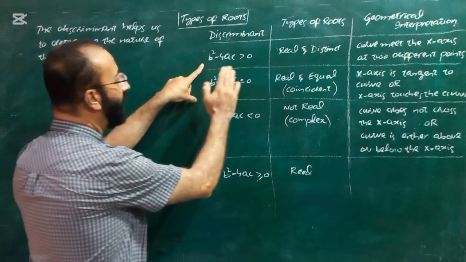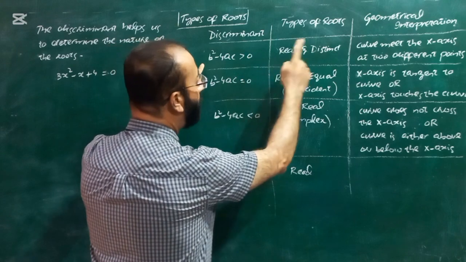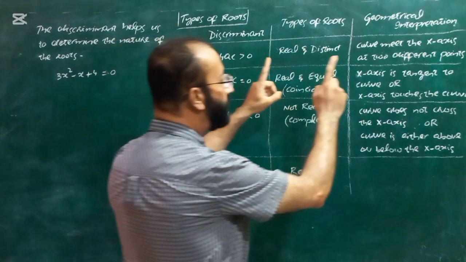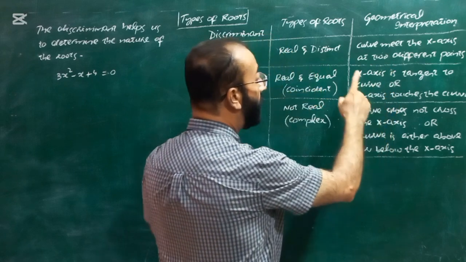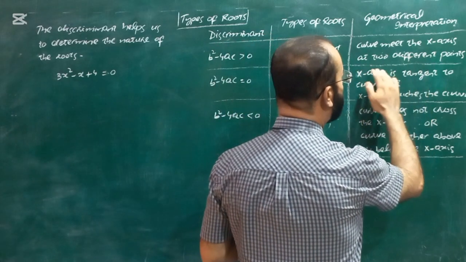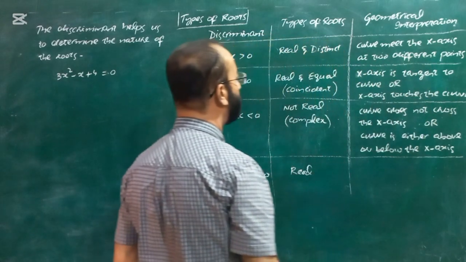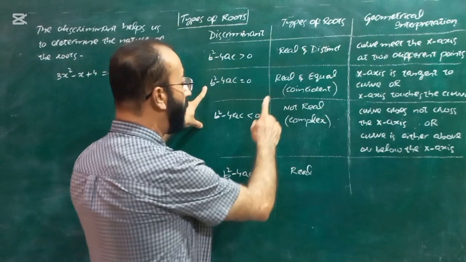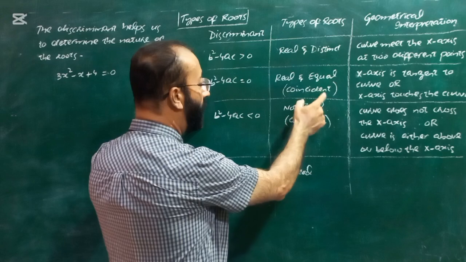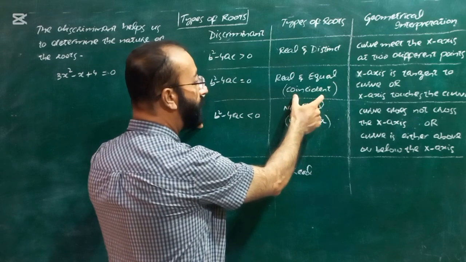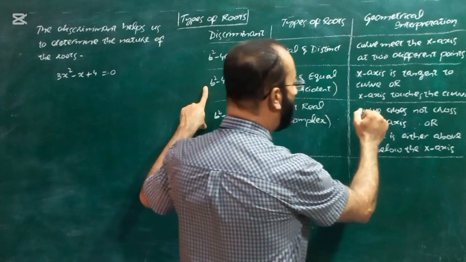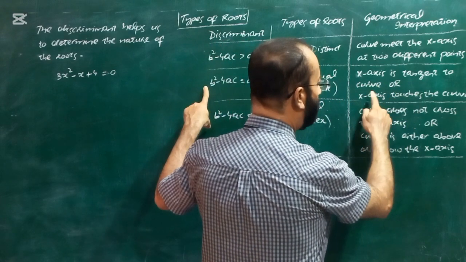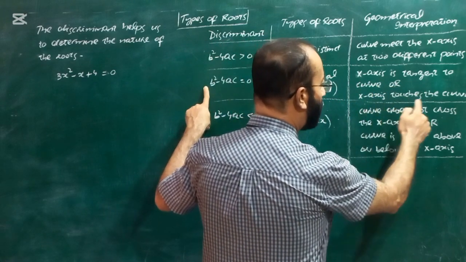If this is greater than 0, then the type of the roots will be real and distinct, and its geometrical interpretation will be the curve meets the x-axis at two different points. If the discriminant becomes equal to 0, then the roots will be real and equal, that is coincident, and the geometrical interpretation for this one is the x-axis is tangent to the curve, or the x-axis touches the curve.